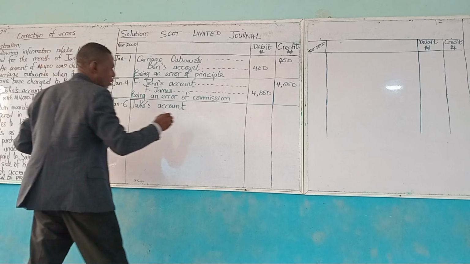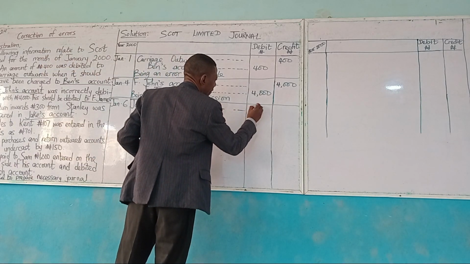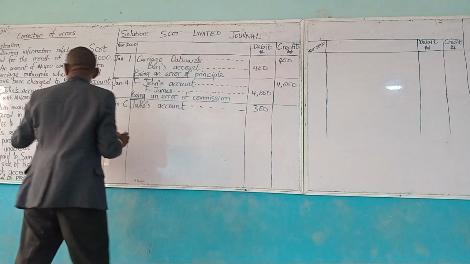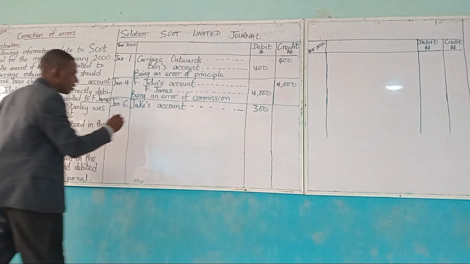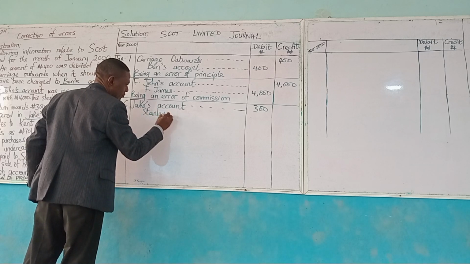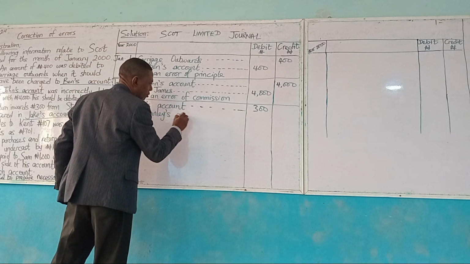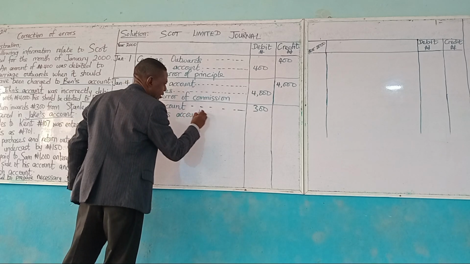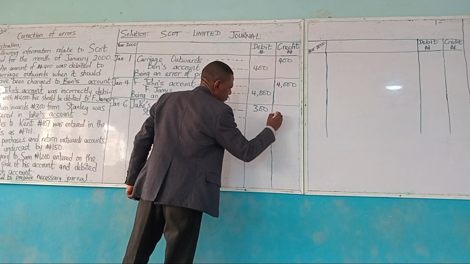Debited with that figure of 300 naira. And Stanley's account must be credited. Stanley's account must be credited with that figure of 300 naira.